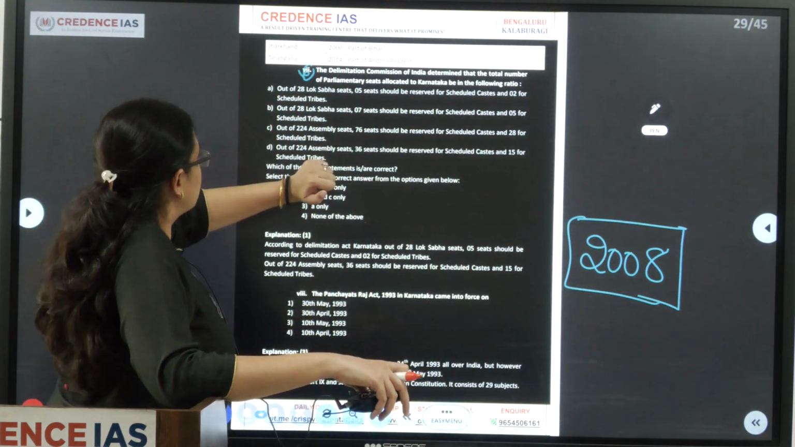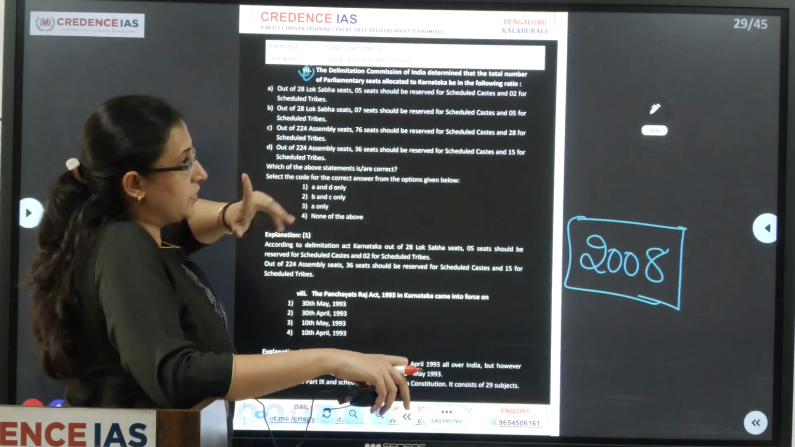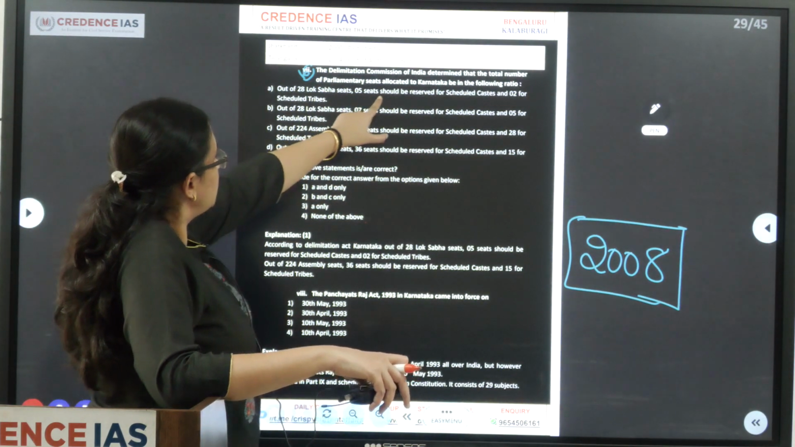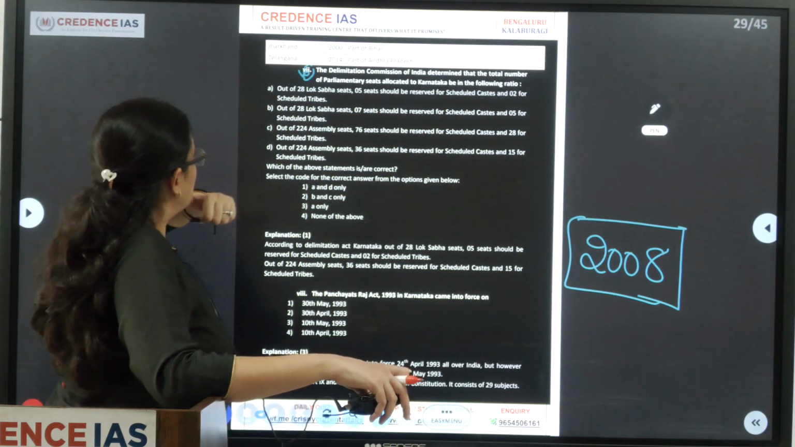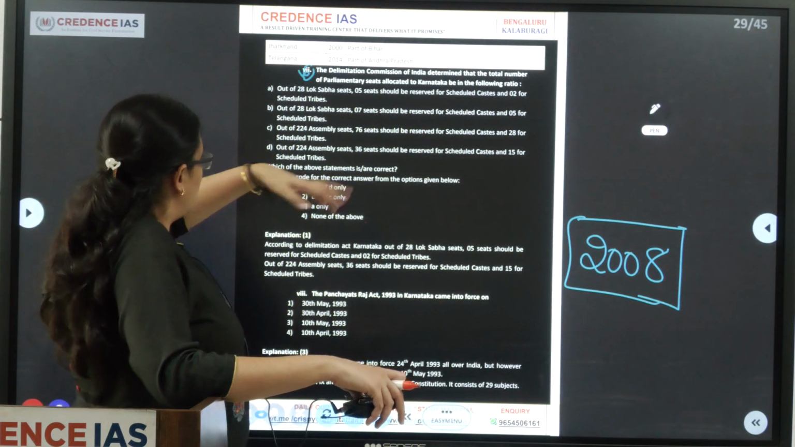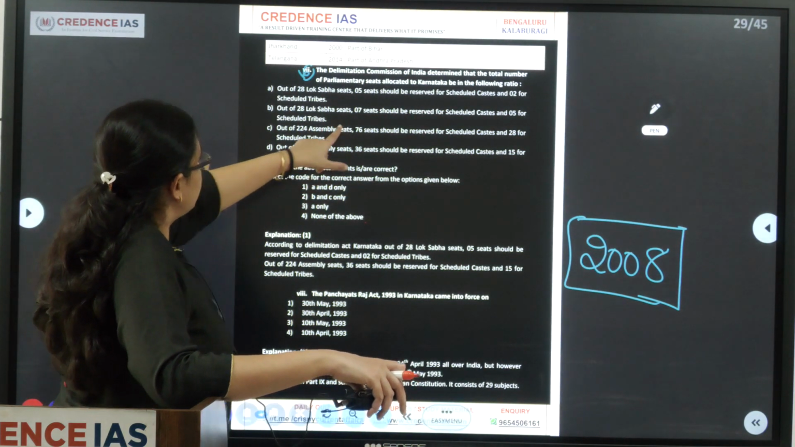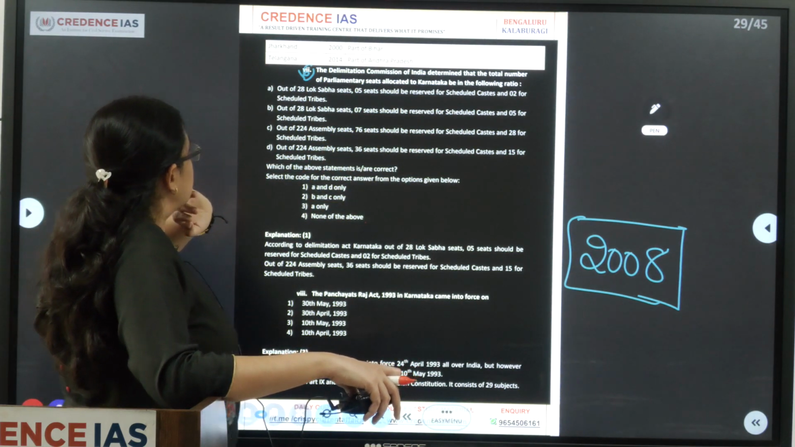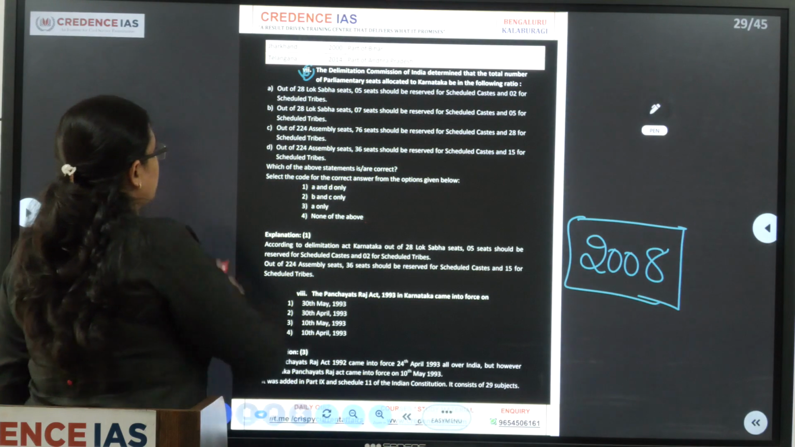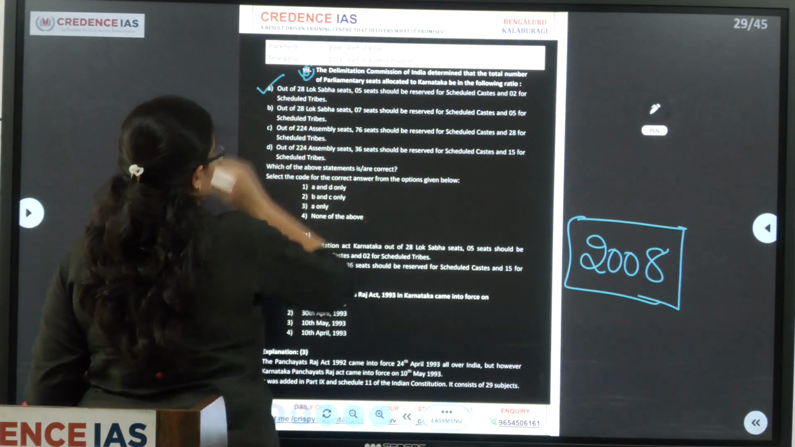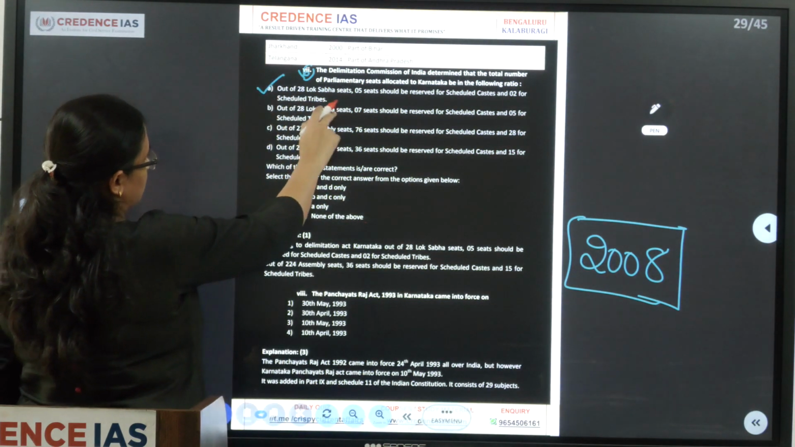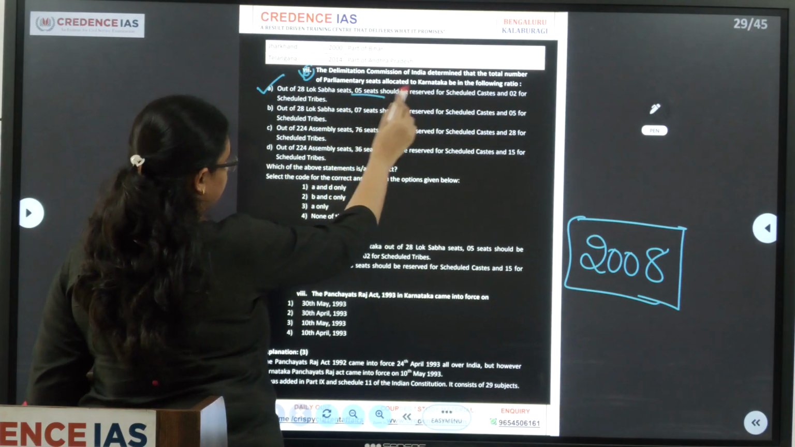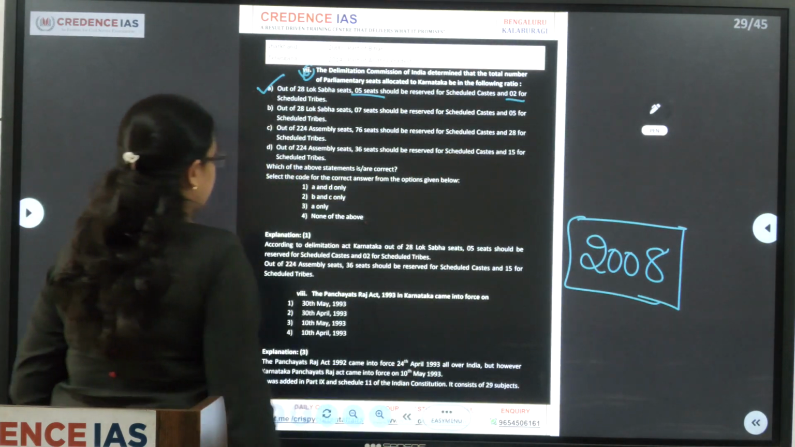Karnataka has 28 Lok Sabha seats. Out of 28 Lok Sabha seats, 5 seats should be reserved for scheduled castes and 2 for scheduled tribes. Out of these two options, this is correct. So out of 28 Lok Sabha seats, 5 are reserved for SCs and 2 for STs.